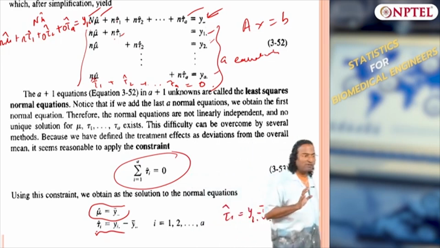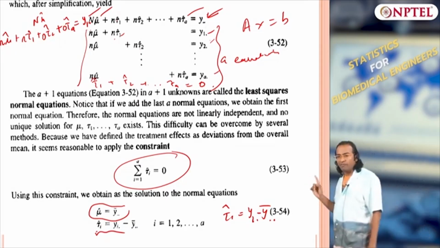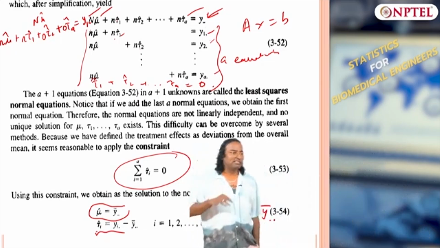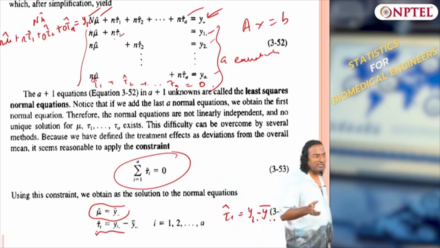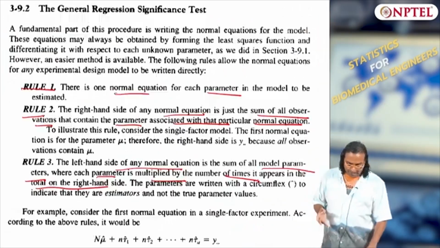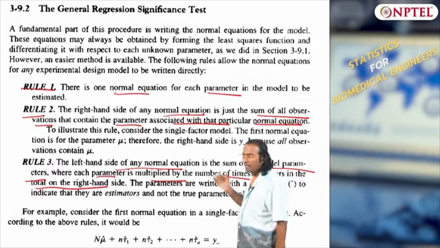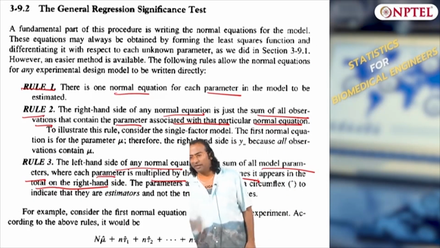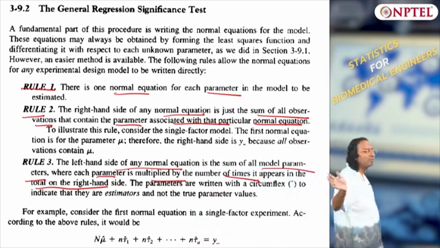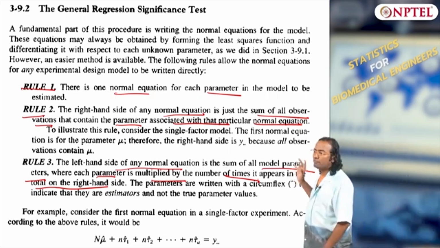Just the 3 rules. The first rule is simple, for every model parameter there is one normal equation. The second rule says simply the right hand side of the normal equation is the summation of all the observations that contain the model parameter. So if you take mu hat, it appears capital N times. So summation of all the observations yij, double summation of yij, which is y dot dot.